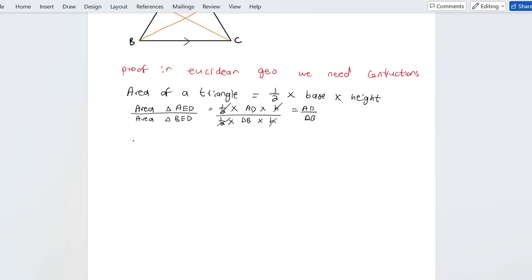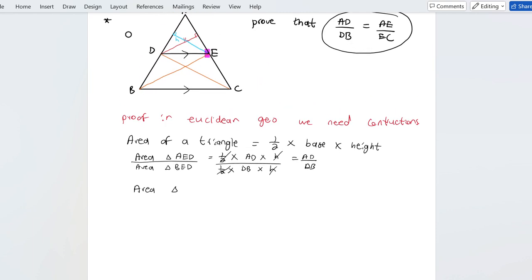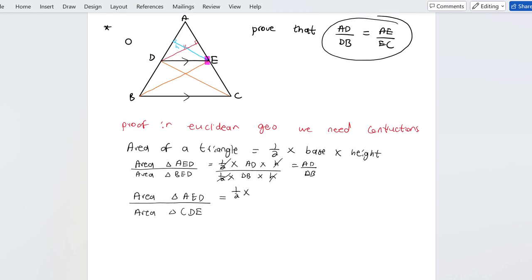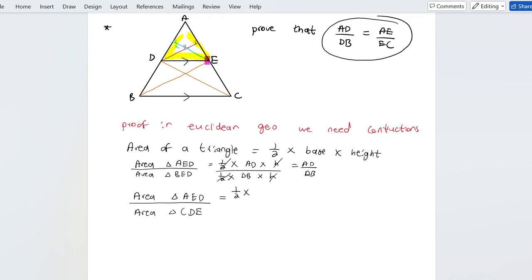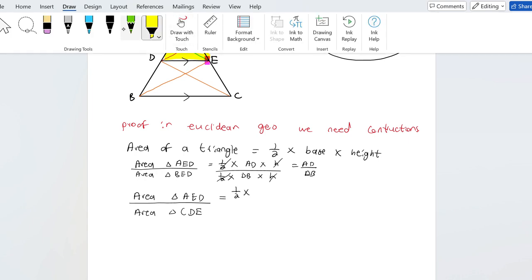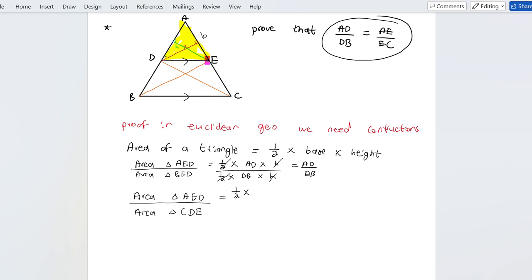Now I'm going to take the ratio again, the area of triangle, now I'm calling this triangle ADE. Triangle ADE really doesn't matter. Let's just keep the same thing, AED, and I divide by the area of triangle CDE. Now, what is the area of triangle AED? It's going to be half multiplied by the base. Now our base is AE, right? So I'm looking at this triangle over here. This is the base, this is the base, and then K is the height.